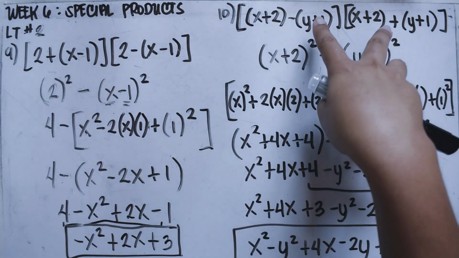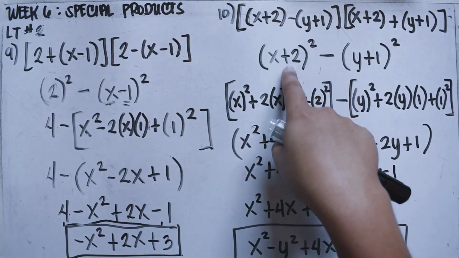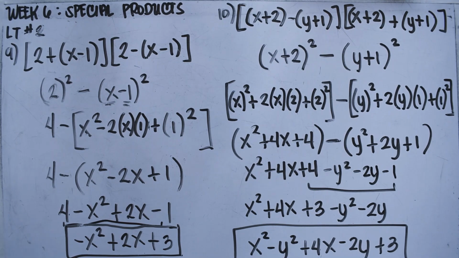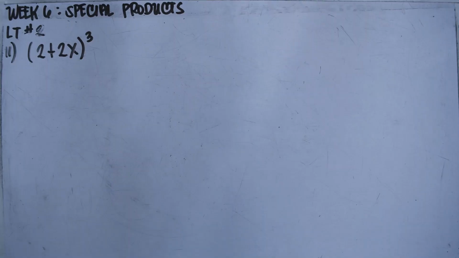So, again, applying siyempre the sum and difference, and then square of a binomial, simplify, distribute the sign, and then combine like term to get your final answer. So, we're done with numbers 9 and 10. Let's now proceed with number 11. Okay, so number 11 na tayo.